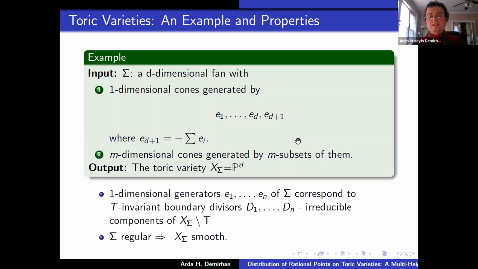The one-dimensional generators e_i of Sigma correspond to boundary divisors invariant under the action of T. That also corresponds to the irreducible components of the complement of T inside X_Sigma. As I said already, the notion of T-invariant boundary divisor is a very restrictive, strong notion. We are not just talking about any divisors, because there are tons of divisors; for example, all the hyperplanes in P^n are divisors. So this is something strong. And one last thing is that regular fans are nice because the variety that we build from them is a smooth variety.